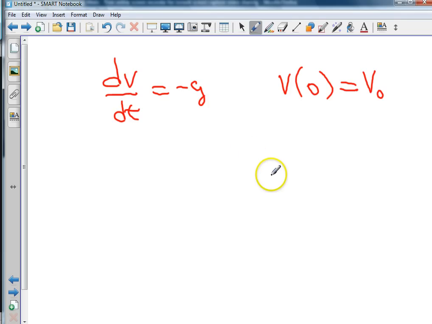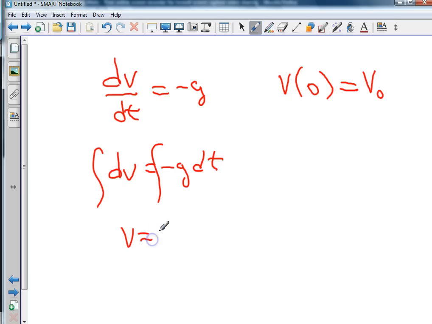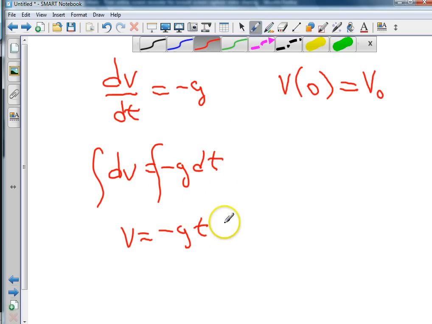We did this, the very first question we did today, except I had numbers. I had 32, I had 0. I'm doing it a little more general. Still, right, cross multiply. V equals negative gt plus 0. Okay, well, right, but now it's not 0. Look, this is what I'm saying. Look, what do you get when you integrate this? V equals negative gt plus a constant, right?